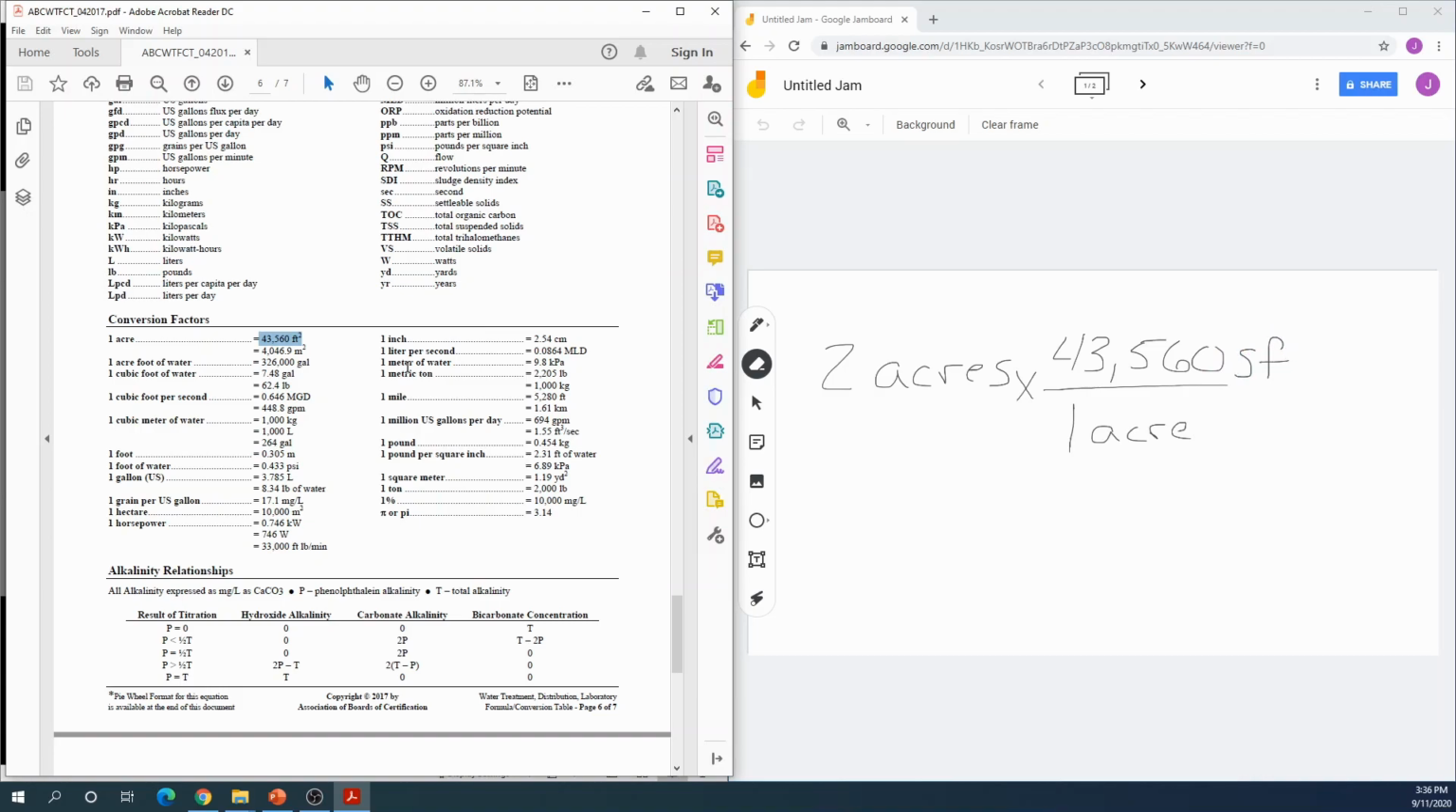So again, we'll have acres cancel acres. We're going to be left with square feet. This is going to be equal to 87,120 square feet. Now you watch me, I'll write square feet a couple different ways throughout the day. So SF being square feet, you could also write it as feet squared. You'll see it both ways. I'll probably bounce back and forth, and I apologize for that.